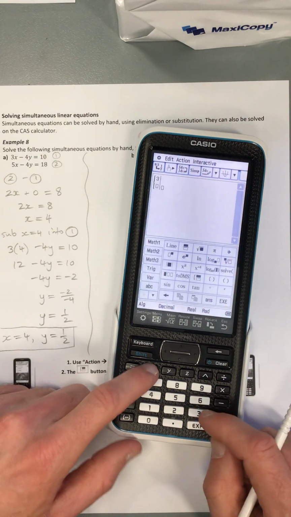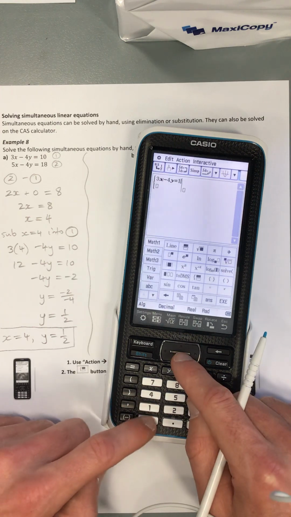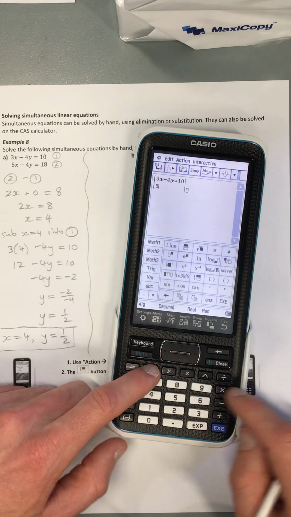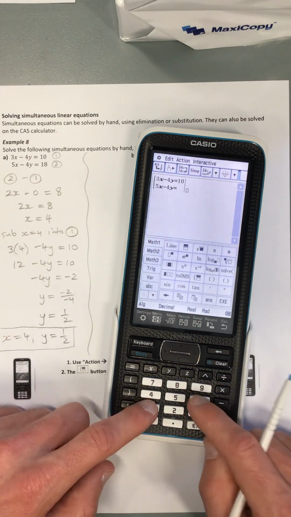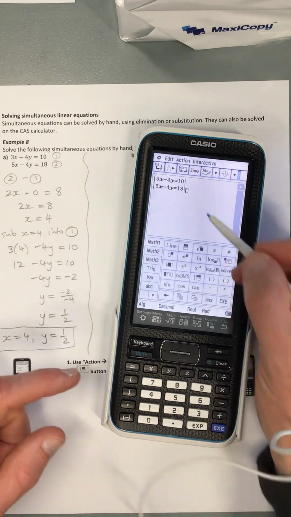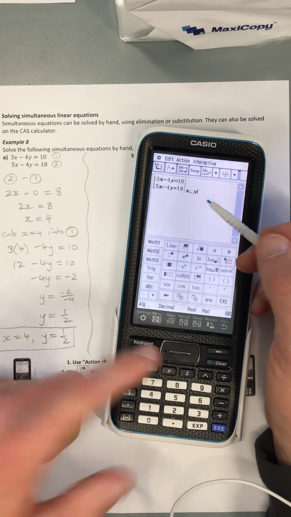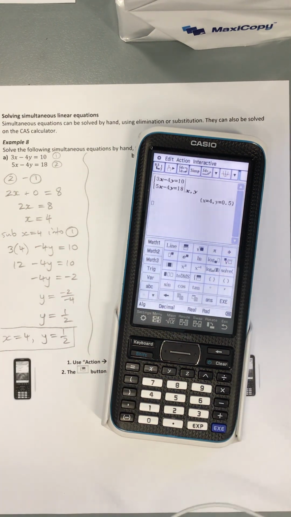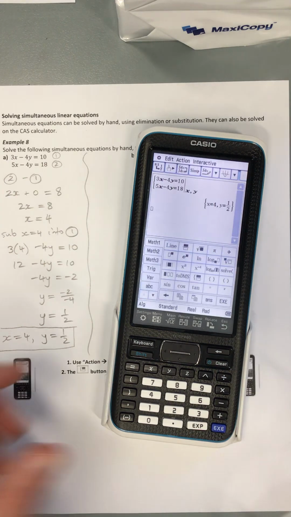And the equations were 3x minus 4y equals 10, and 5x minus 4y equals 18. In this little button box here, you've got to tell the calculator what to solve for, separated by a comma. So x comma y. We get x equals 4, y equals 0.5, or if I pop that in standard mode, y equals a half, which is what we'd written down.